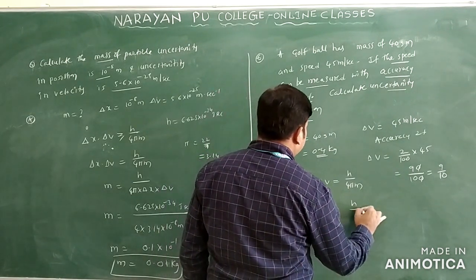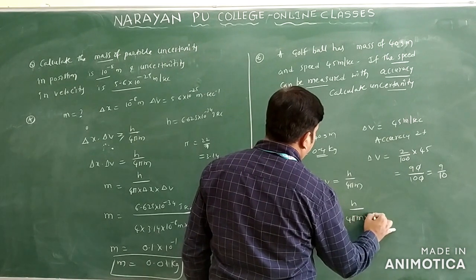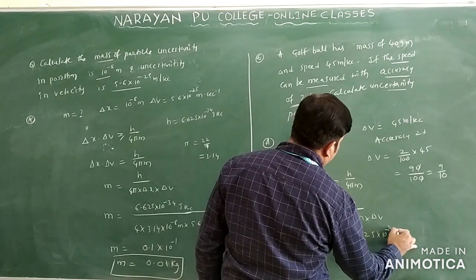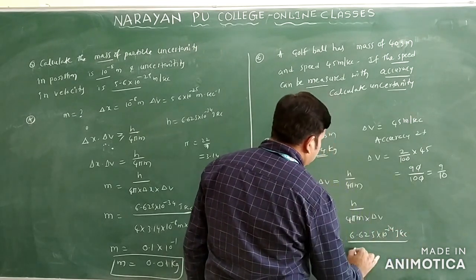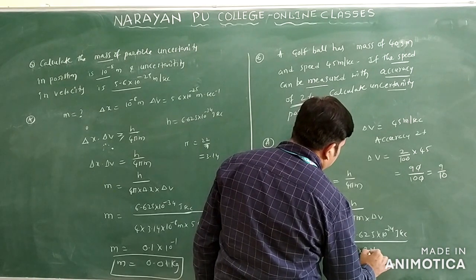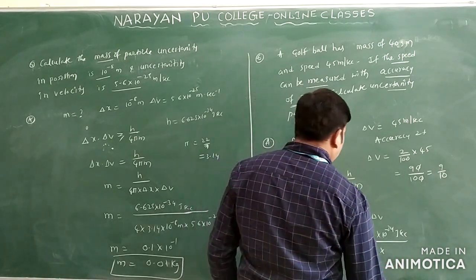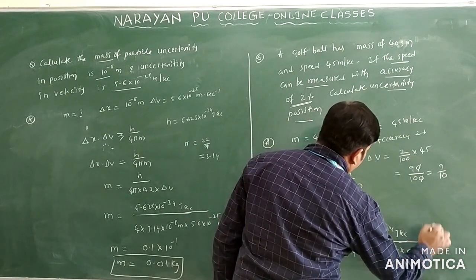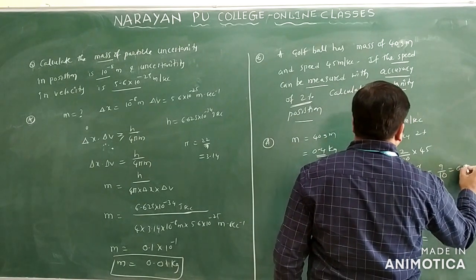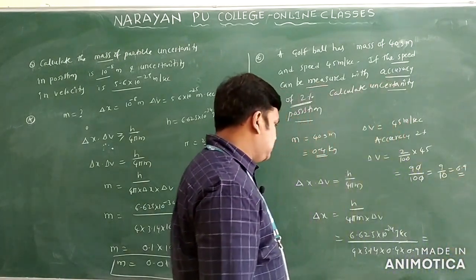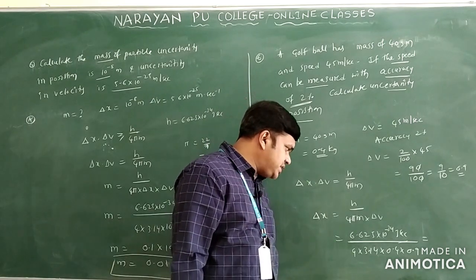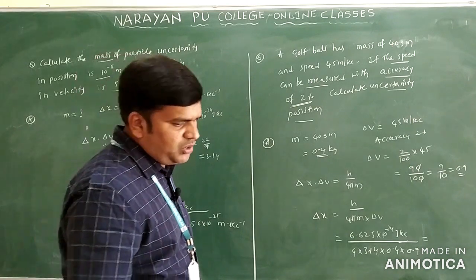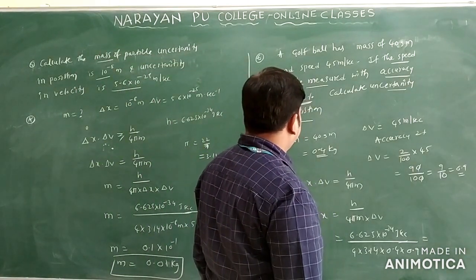Delta x is equal to h by 4 pi m into delta v. This is 6.625 into 10 power minus 34 joule second by 4 into 3.14 into mass, 0.4 into 0.9. So 6.625 into 10 power minus 34 joule second by 4 into 3.14 into mass.